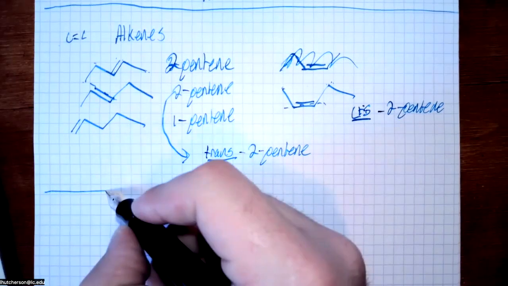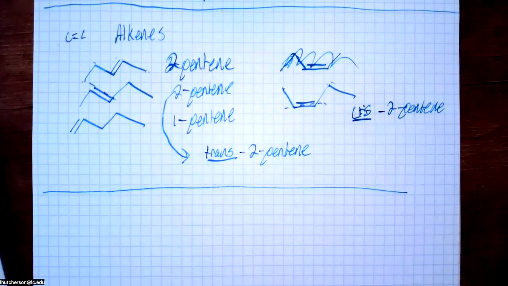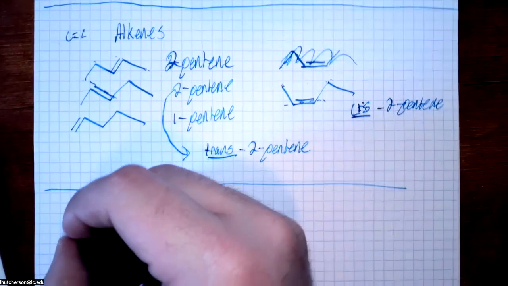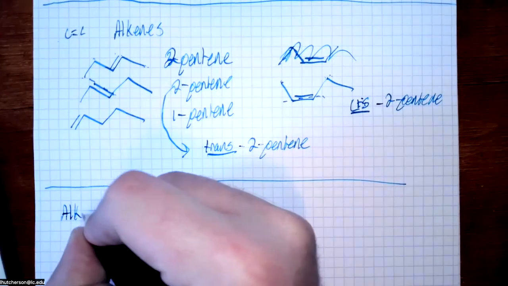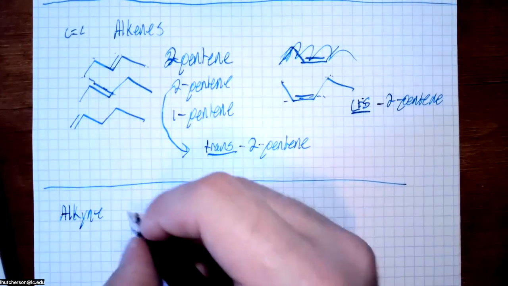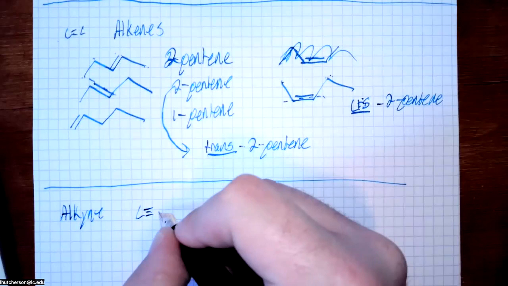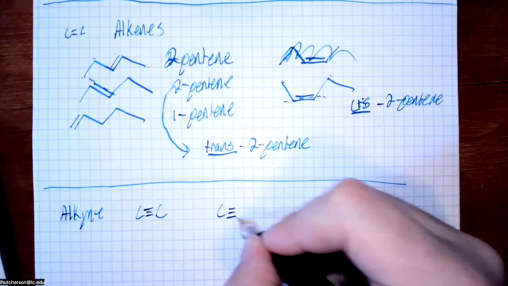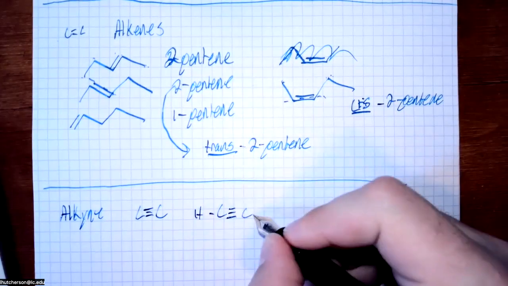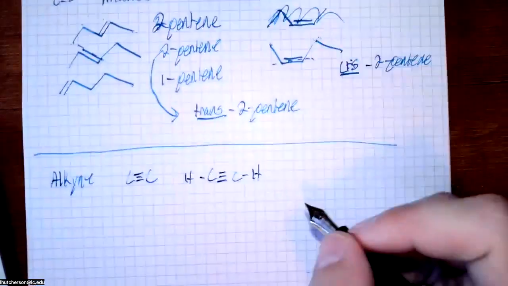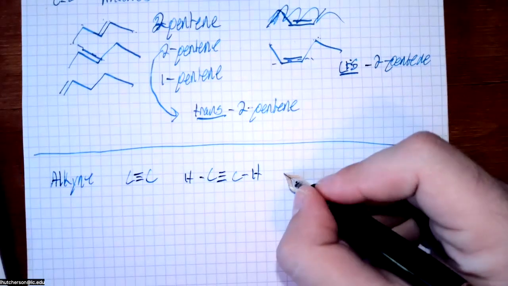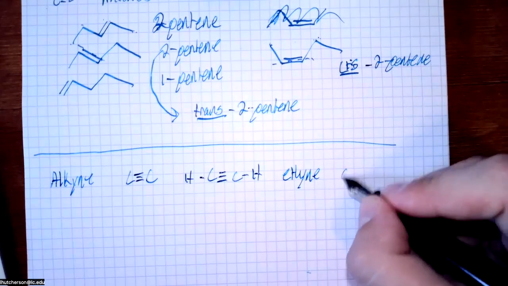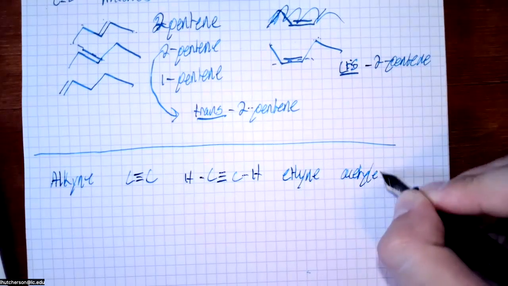Now, our last functional group that we're going, no, sorry, we have 2 more to talk about here. Second to last one is the alkyne, which contains a carbon triple bond. This, incidentally, is our simplest one. This would be called ethyne, or has a common name of acetylene.